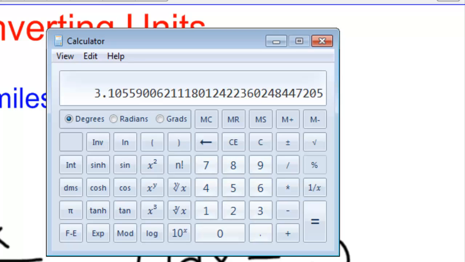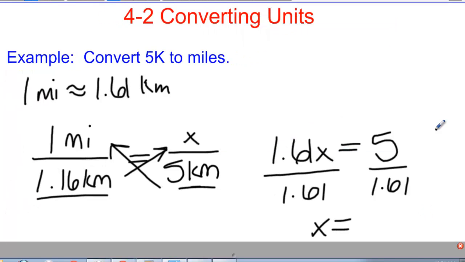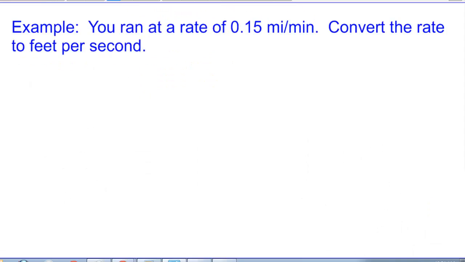So that looks like it's about 3.1 miles. So I'm going to come back here and say that x is about 3.1 miles.